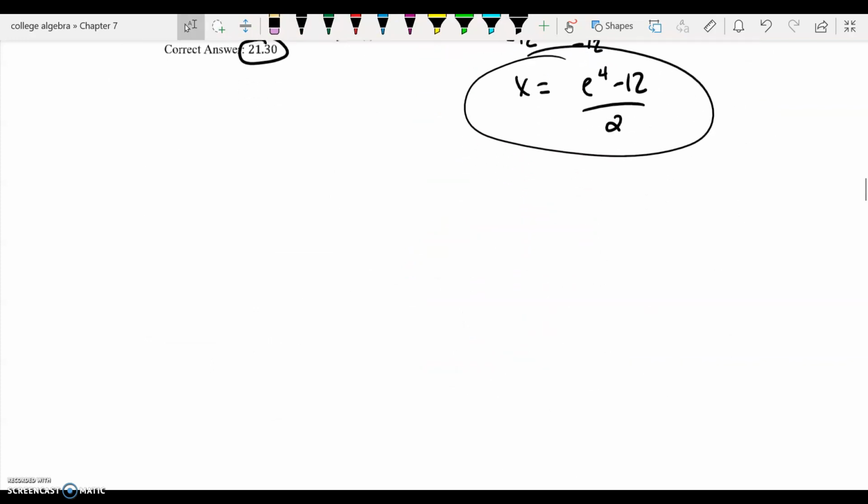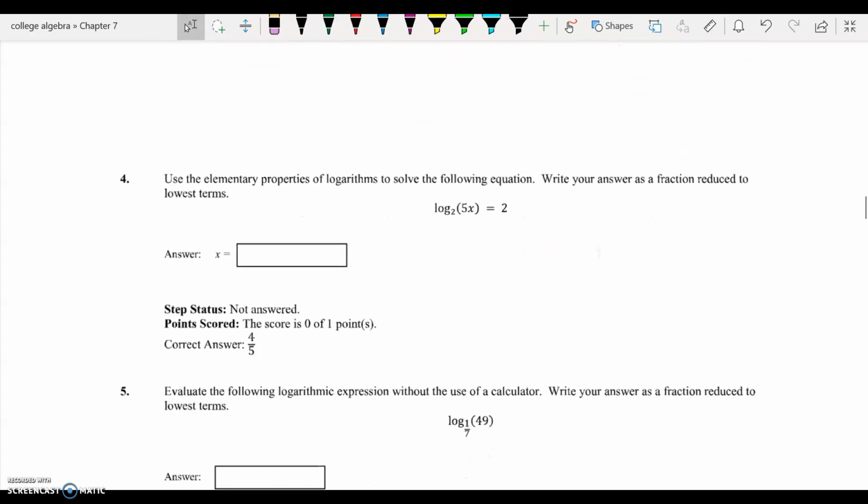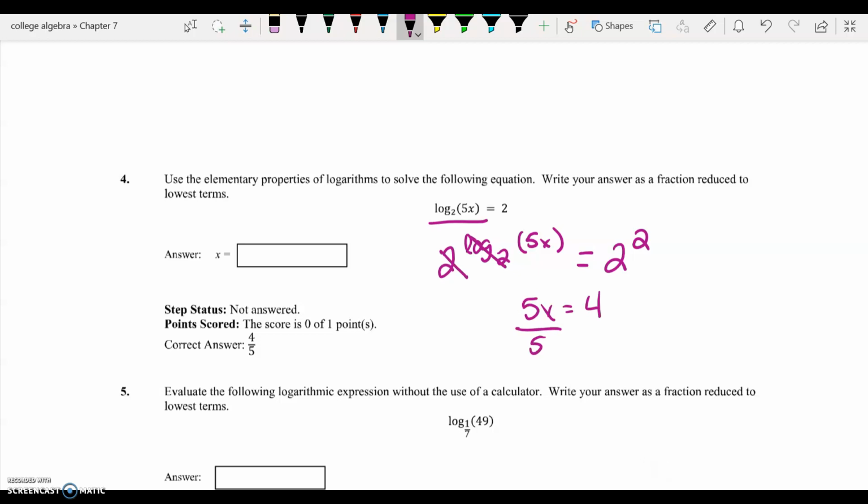Again, these examples are just to help you. You can pause it at any point to look at them. This is something we just did already too. This is today's lesson. To get rid of the log base, I'm going to say 2 is my base, raised to the log base 2 of 5x equals 2 to the second power. This cancels. I get 5x equals 4. Divide by 5. X equals 4/5. You'd solve it.